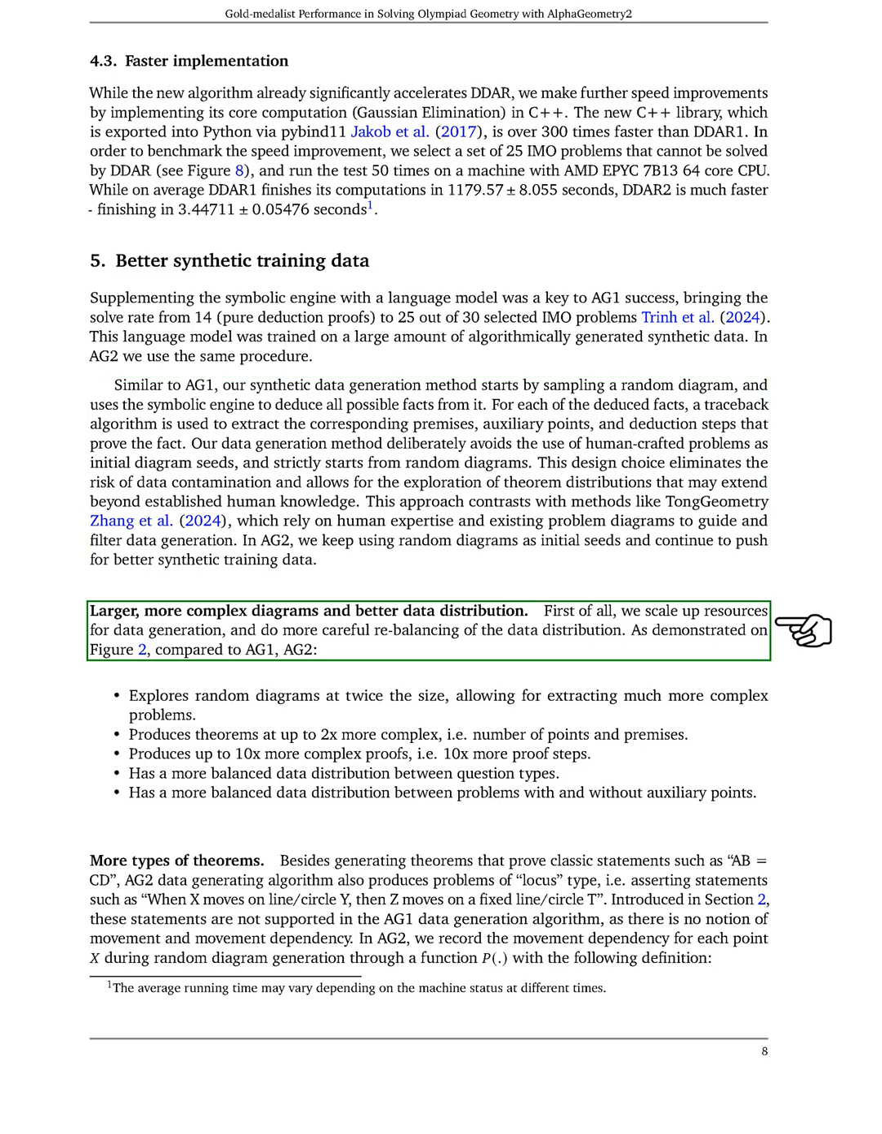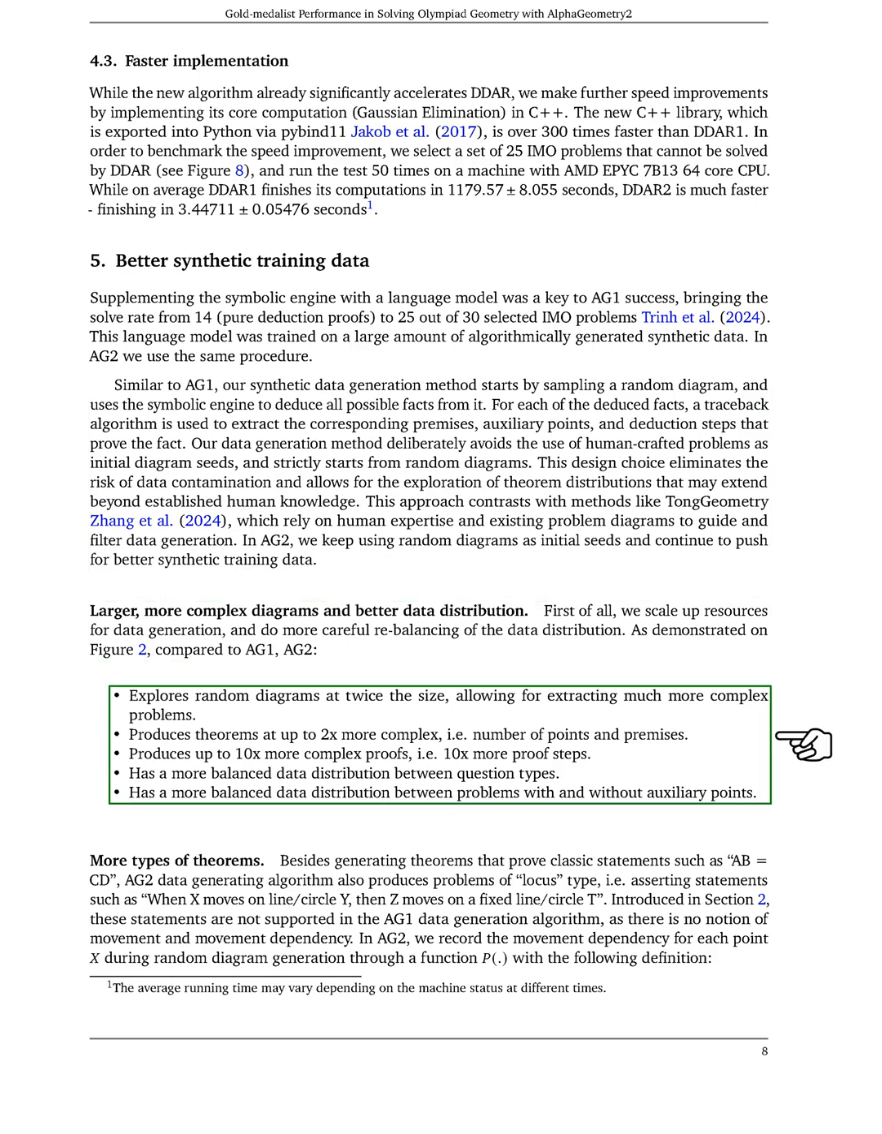We begin by scaling up our resources for data generation and carefully rebalancing the data distribution. As shown in our figures, AG2 explores random diagrams that are twice the size of those in AG1, enabling us to tackle much more complex problems. We can produce theorems that are up to twice as complex, meaning they involve more points and premises, and we can generate proofs that are up to 10 times more complex, indicating a significant increase in proof steps.